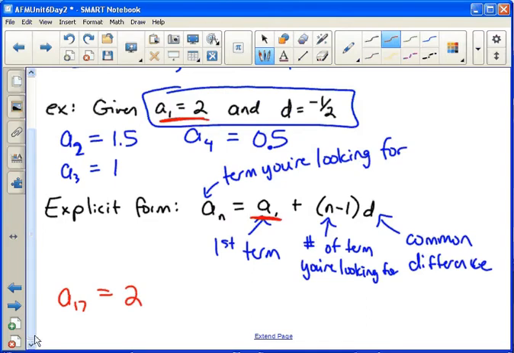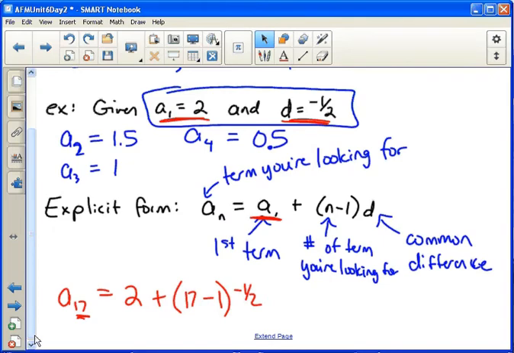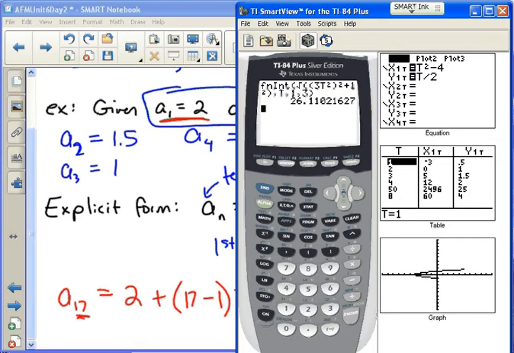Plus, okay, n is going to be the same as this. It's whatever number you're looking for. We're looking for the 17th term, so I plug in 17 for n. Minus 1 times d, that's my common difference, which up here it told me was negative 1/2. So I can just plug this in the calculator. I plug in 2 plus parentheses 17 minus 1 times negative 1/2. And I get negative 6.